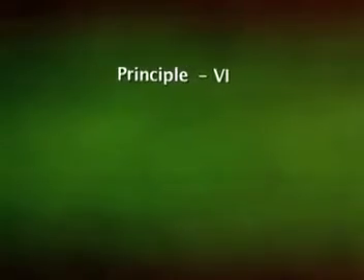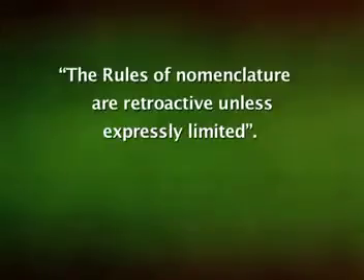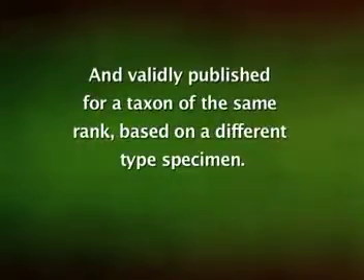Principle 6: the rules of nomenclature are retroactive unless expressly limited. In connection with this principle, the principle of later homonym emerged. A name is a later homonym if it is spelled like a name previously and validly published for a taxon of the same rank based on a different type specimen. Different genera of the same family or different families and different species of the same genus cannot have the same name. In such instances, the later formed name, or the later homonym, is illegitimate and has to be rejected.